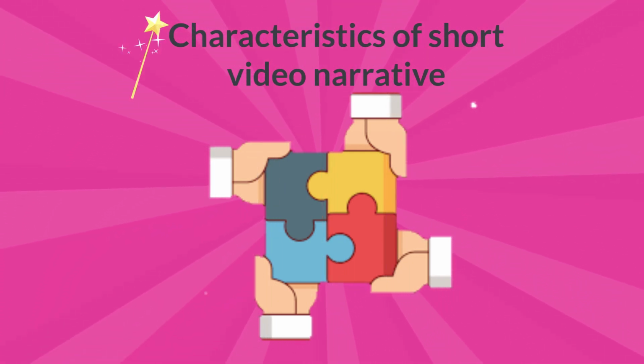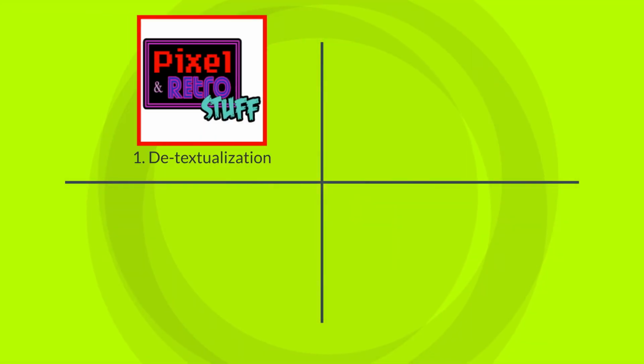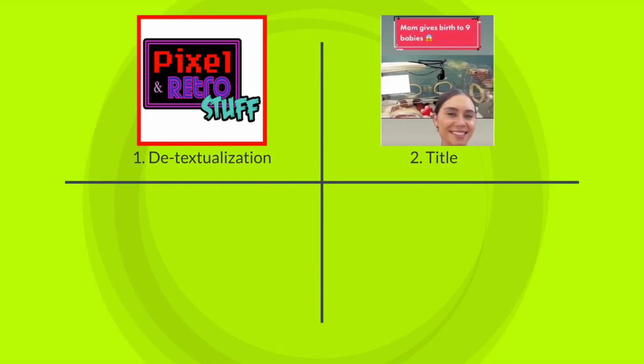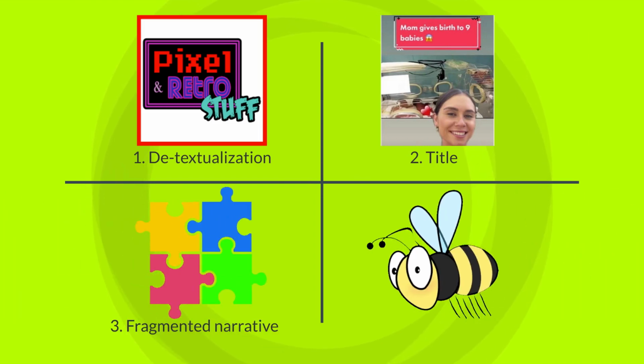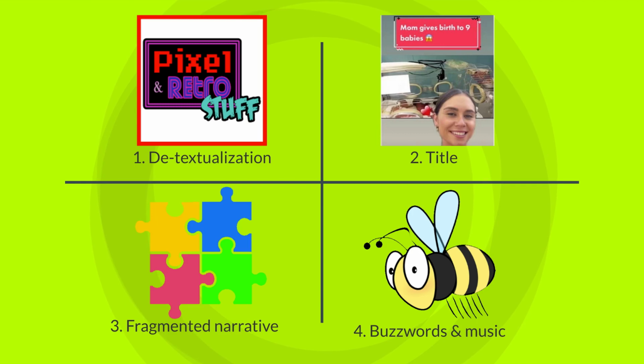Characteristics of short video narrative. 1. De-textualization of narratives. 2. Title is an important part of narrative. 3. Fragmented narrative. 4. Make good use of internet buzzwords and music.